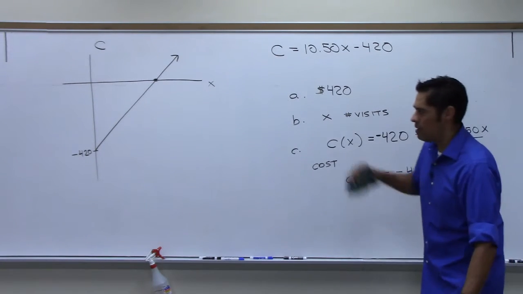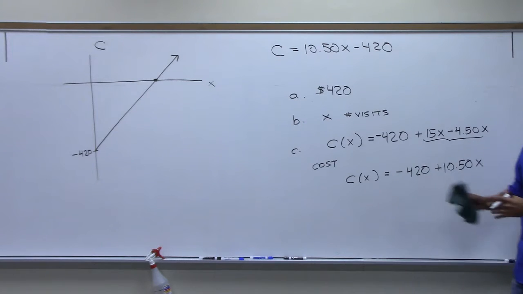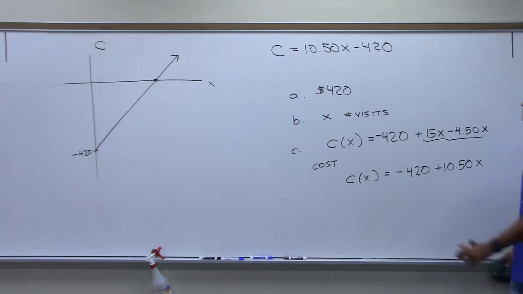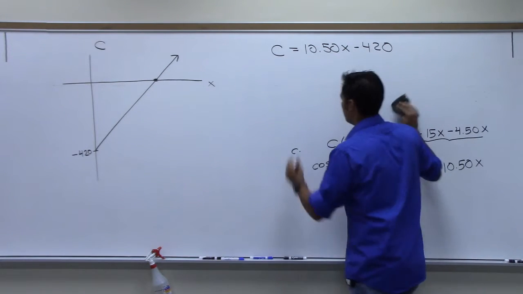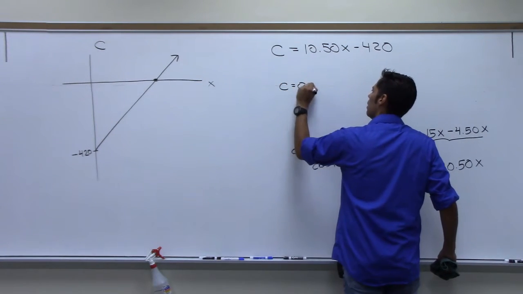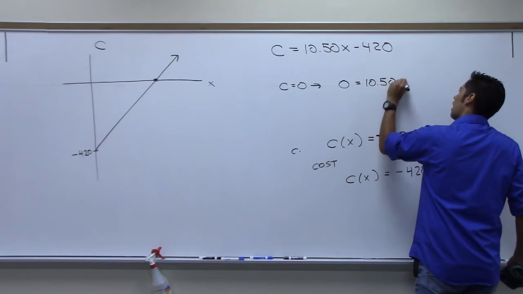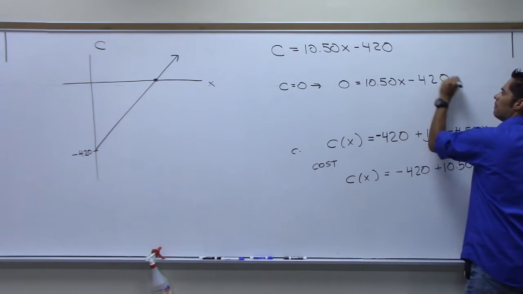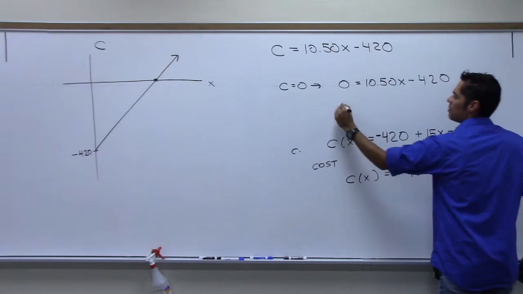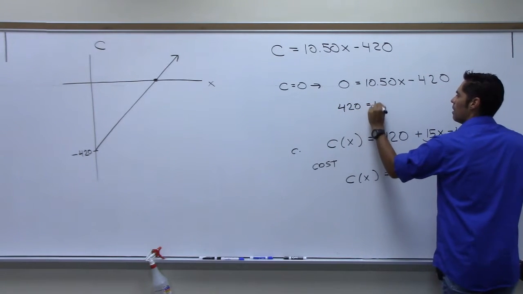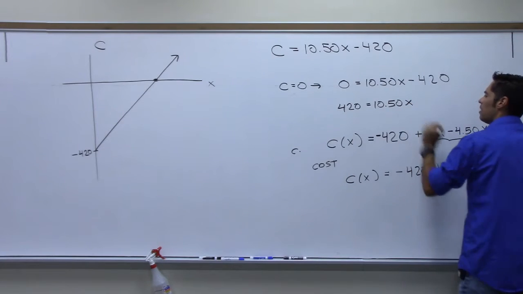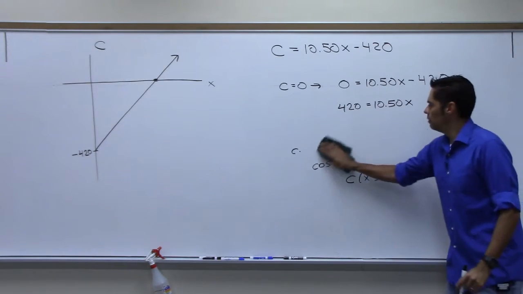I realize this question I'm asking you is not in here, but I'm just trying to see if you can make the connection. If you set c to 0, then you get this. If c equals 0, turns into 0 equals 1050x minus 420. You move the 420 to the other side, and you divide now by 1050. So someone please on their calculator. 840? What is it, 840?